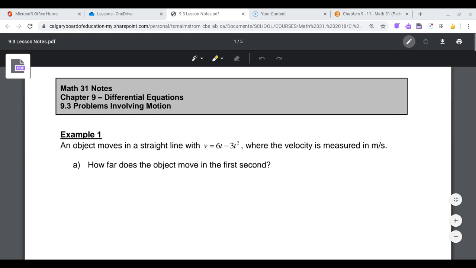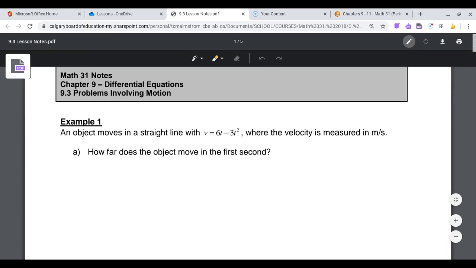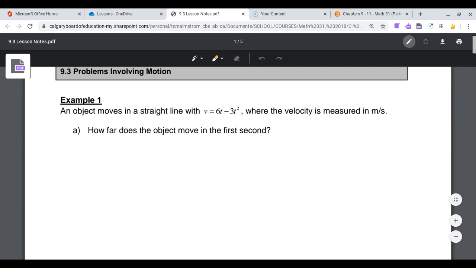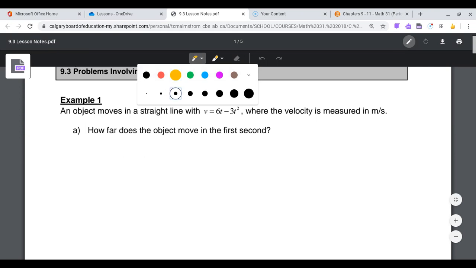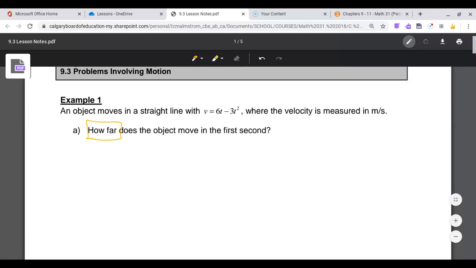Okay, example 1 says an object moves in a straight line with a velocity of 6t minus 3t squared, where velocity is measured in meters per second. How far does the object move in the first second? So how far implies that I'm going to need to know my position function for this question. So let's start with that. Let's find the position function.